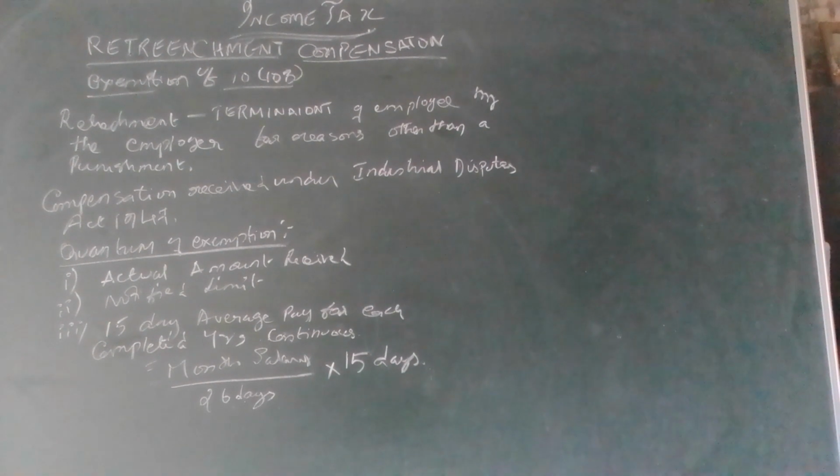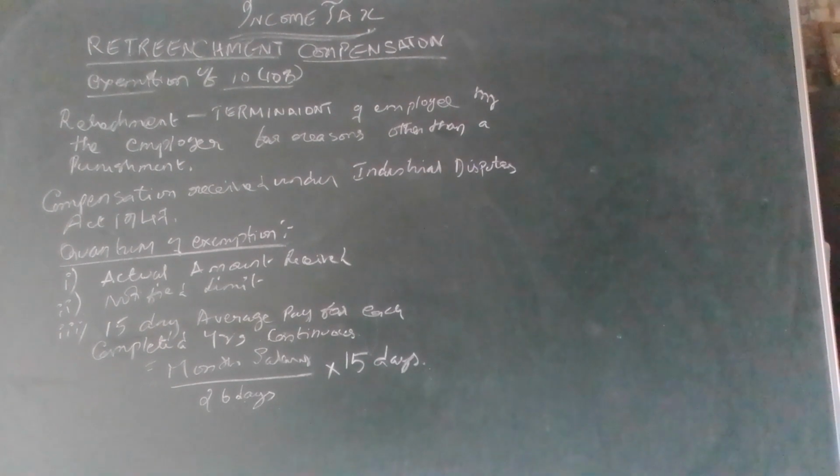So if it is a monthly salary, the last 3 months should be taken for the average. For weekly salary, 4 completed weeks we should take, and for daily wages, 12 full working days. So these are the conditions attached, and the least value is considered as the exemption for retrenchment compensation.